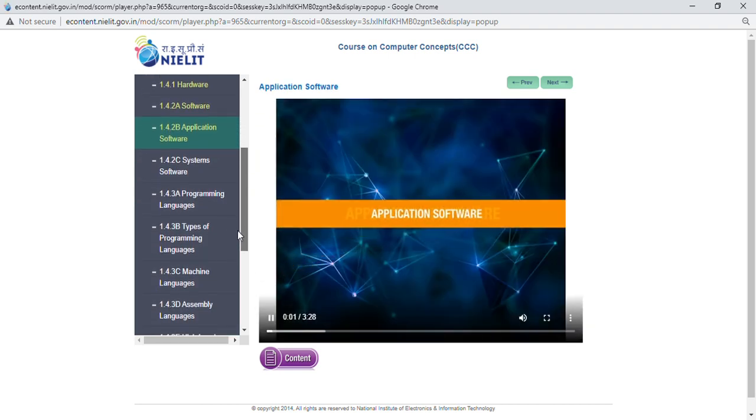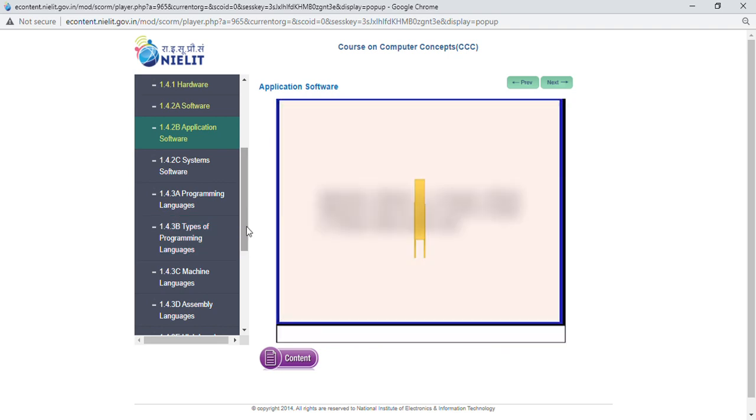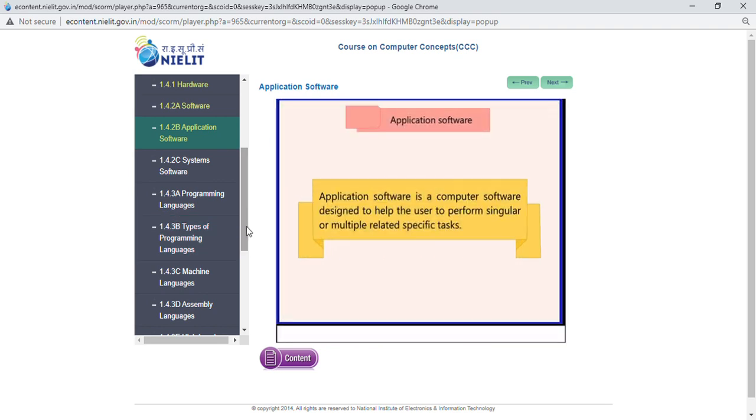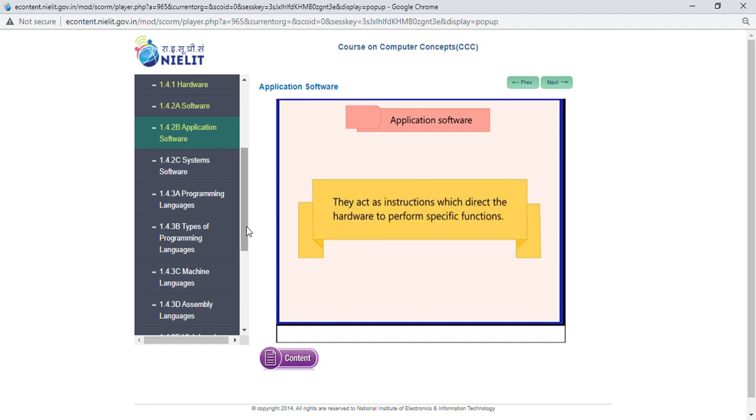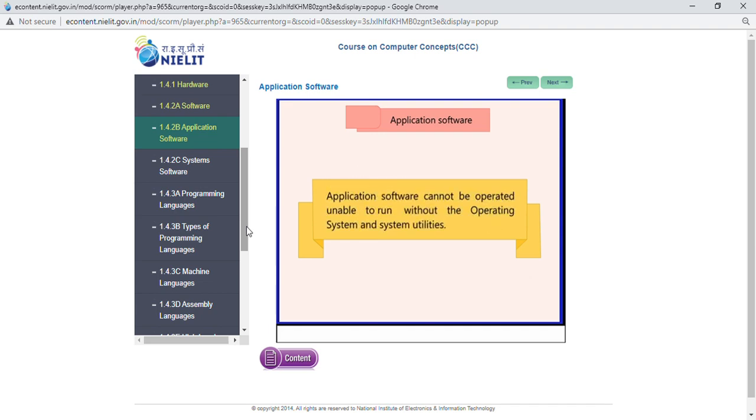Application software. Application software is a computer software designed to help the user to perform singular or multiple related specific tasks. They act as instructions which direct the hardware to perform specific functions. Application software cannot be operated, unable to run without the operating system and system utilities.